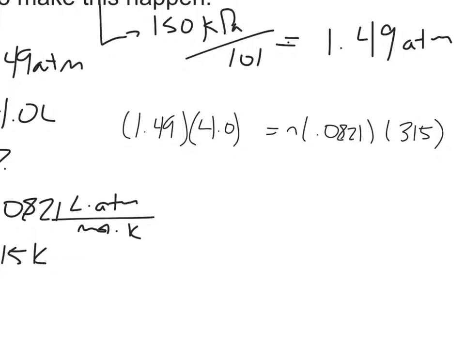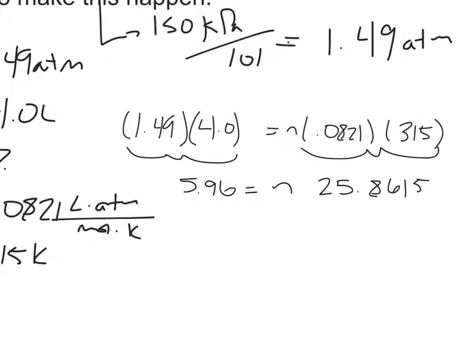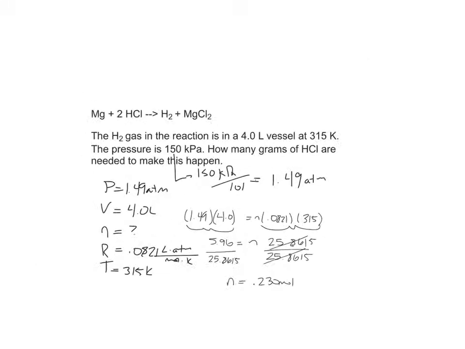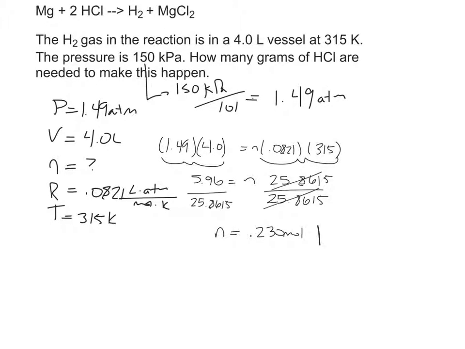So the first thing I'm going to do is multiply these two numbers on the left together to get 5.96. Then I'm going to set that equal to N, and then I'm going to multiply these two numbers together to get 25.8615, and finally I'm going to divide by 26.8615 on both sides to isolate N, and N will be equal to 0.230 moles of gas. Specifically, the gas in question is H2 gas.